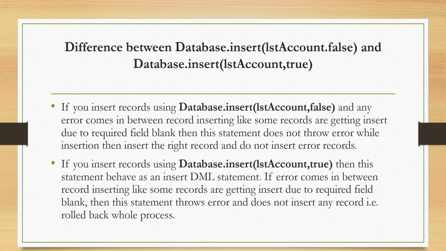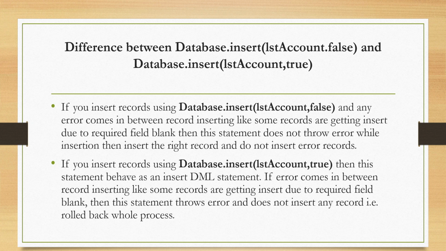What is the difference between Database.insert(accounts, false) and Database.insert(accounts, true)? If you insert records using Database.insert(accounts, false) and an error occurs in between, like some records failing because a required field is blank, then this statement does not throw an error during insertion. It inserts the right records and does not insert the error records.